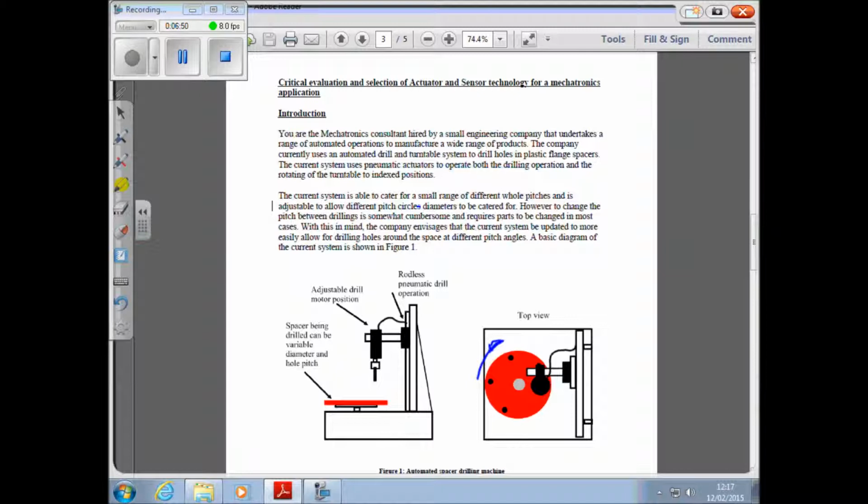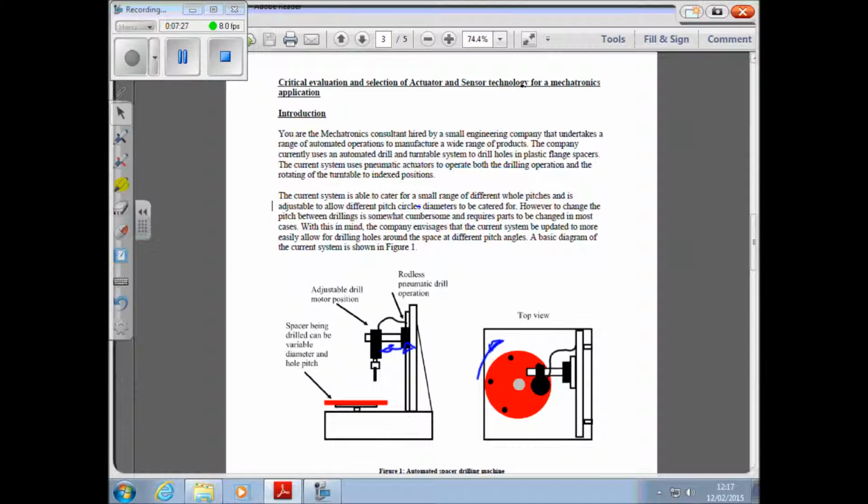And the drill position is adjustable here, backwards and forwards, to allow for different diameters. It's proposed that that is going to stay the same. We're not looking at changing that at all. However, to change between pitch drillings is somewhat cumbersome and requires parts to be changed in most cases. With this in mind, the company envisages that the current system be updated to more easily allow for drilling holes around the spacer at different pitch angles.